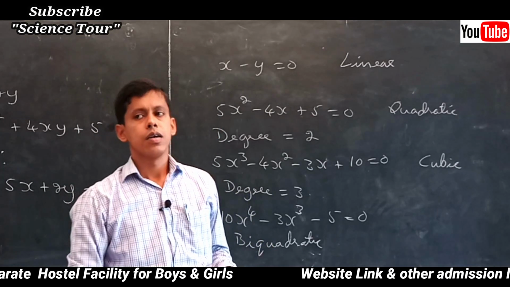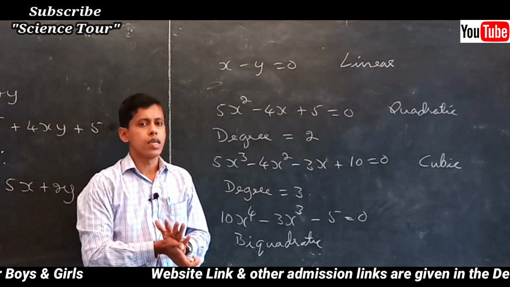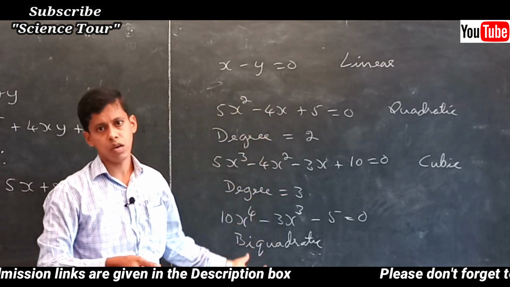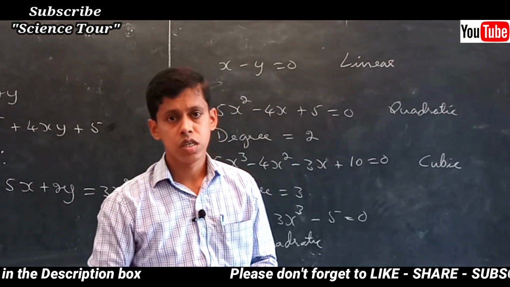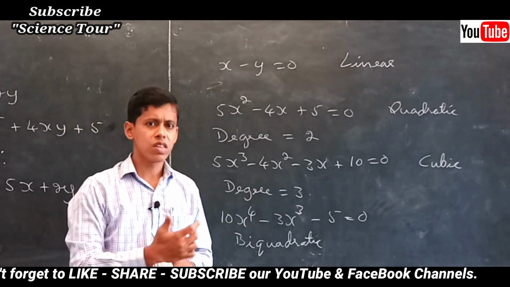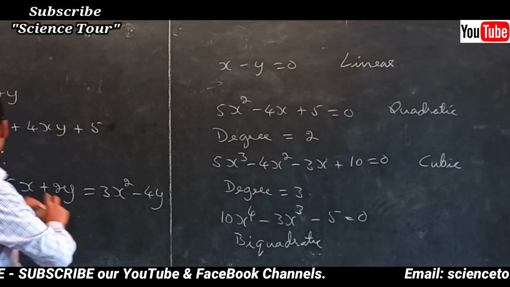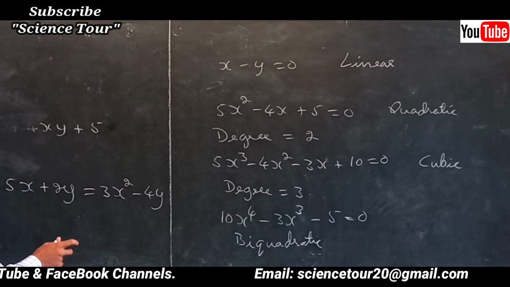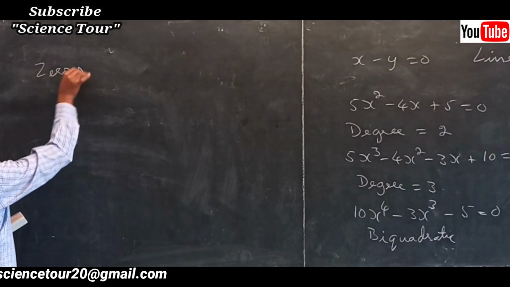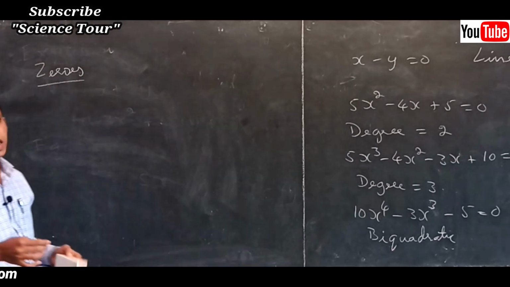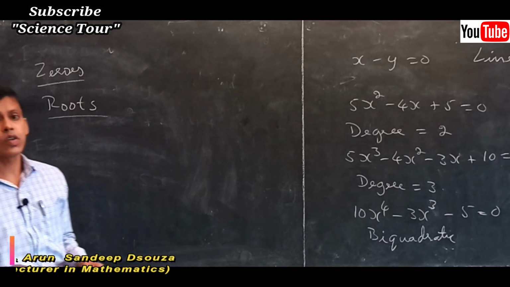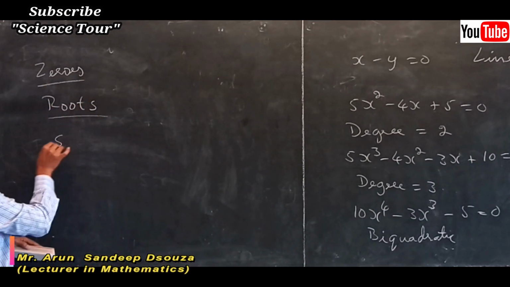Now, next, what do you mean by the solution of an equation? May it be linear, quadratic, cubic, or biquadratic. What is the solution of the equation, and how to find that solution? There are different names for these solutions. They call it zeros of the equation, or roots of the equation, or simply the solutions.